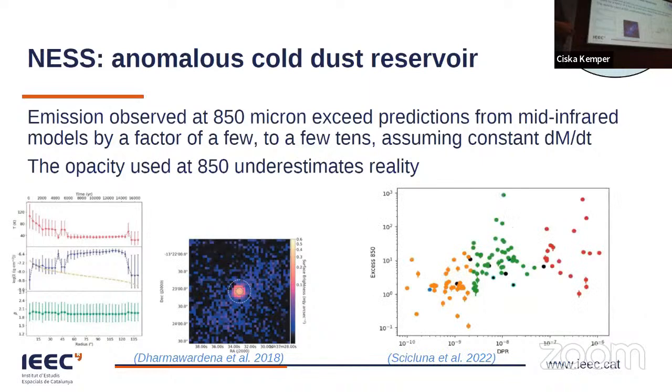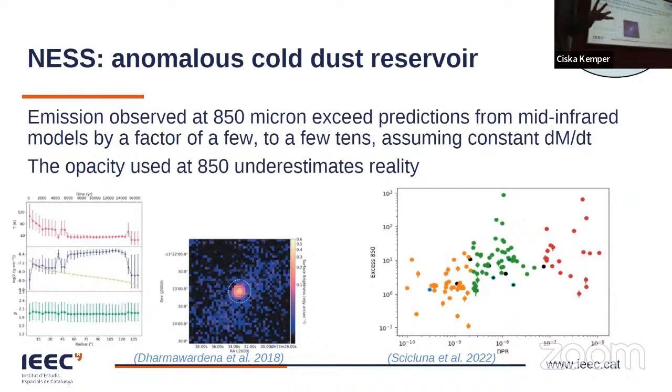So in other words, if you look at the whole sample or part of the sample that we've published so far, you see that the excess at 850 micron for the objects with different mass loss rates is, well, here is 1. So for low mass loss rate stars, we don't really see that much of an excess, or maybe on average it's a little bit high, but for the whole sample, we see a factor of a few up to a factor of 10 excess emission at 850 compared to the predictions based on the opacities and the assumption of constant mass loss rate.